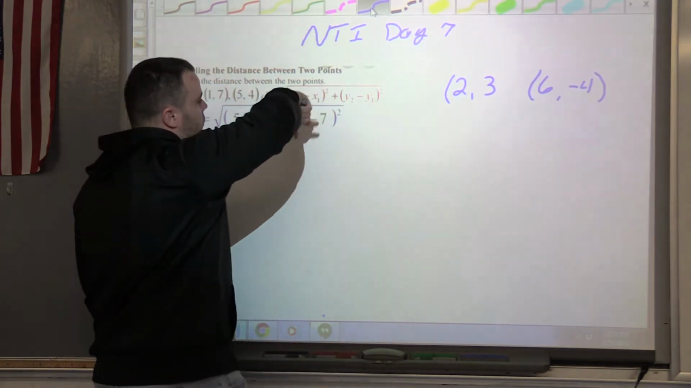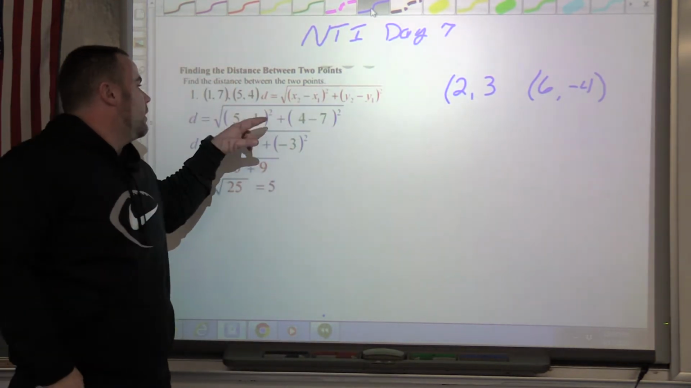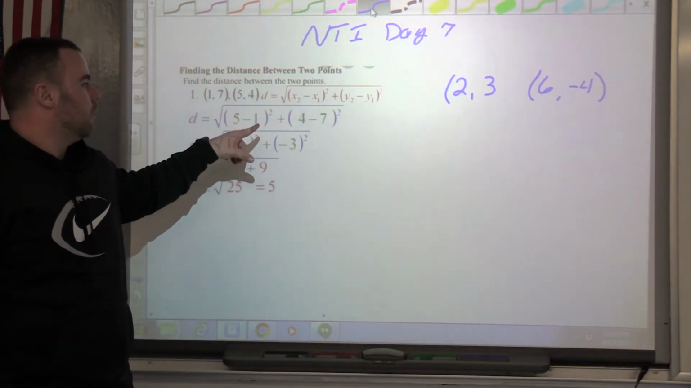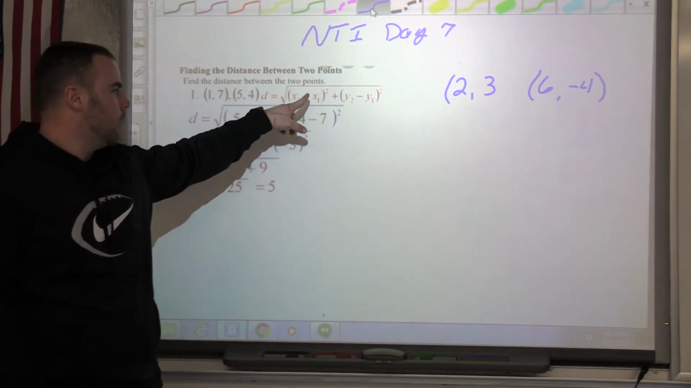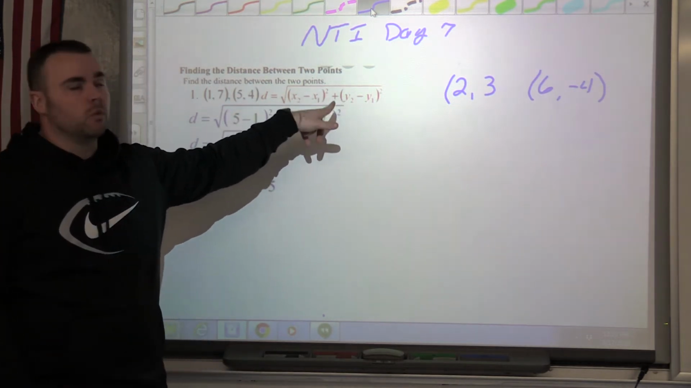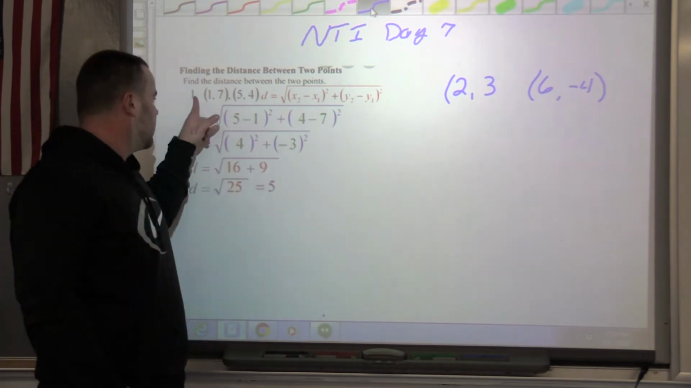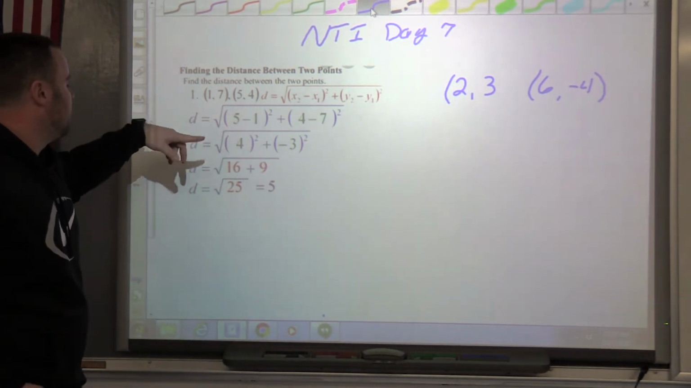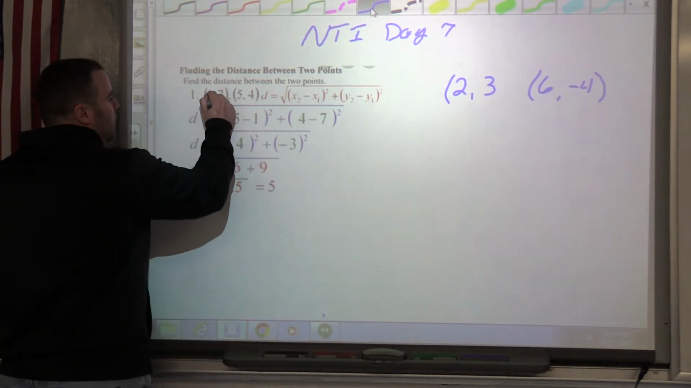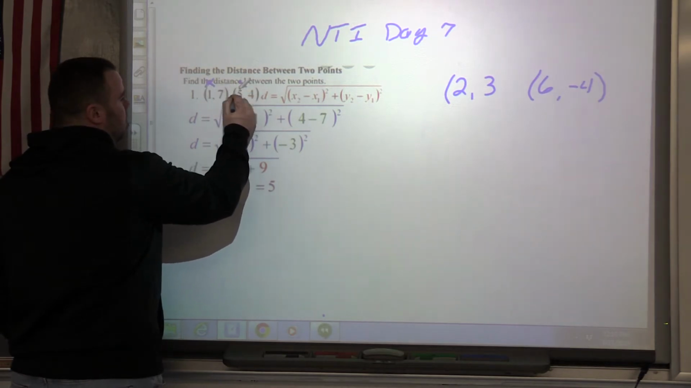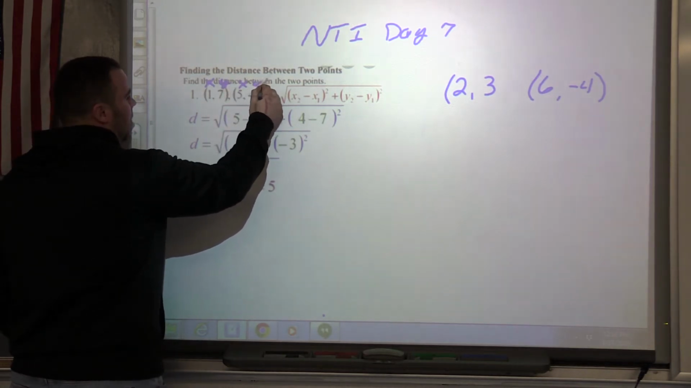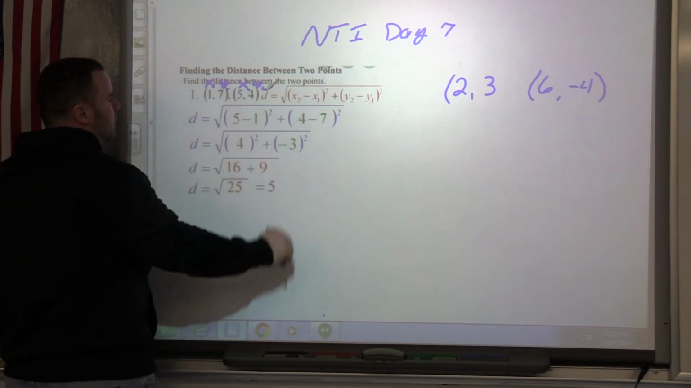So, on this one, the formula is right here. The distance is the square root of x2 minus x1 squared plus y2 minus y1 squared. Okay? So they've done this little problem for you already. All you have to know is the first number is x, and the second number is y, and I would say 1, 1, 2, 2, and that's what they get.